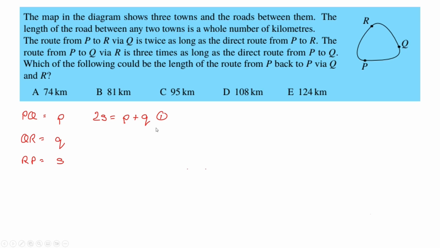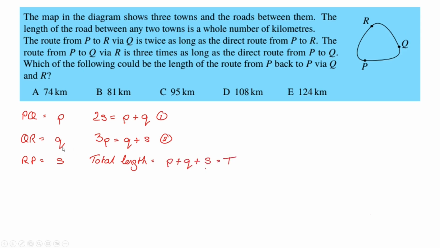Similarly, I can do the same thing if I'm going from P to Q via R, except that's 3 times as long, which gives me another equation I can then compare. I have 2 equations. I feel I'm missing something. And of course, the thing I'm missing, as given in the question, is the thing I'm trying to find out. I'm trying to find the route that goes from P to R, R to Q, and Q to P, or indeed the other way around. And that is going to be P plus Q plus R plus S. And I'm going to call that length T.